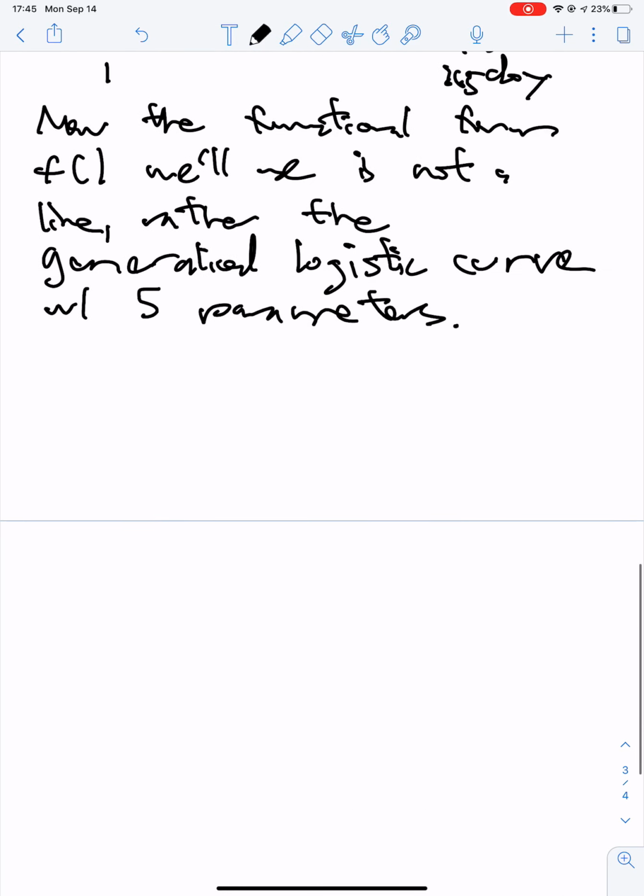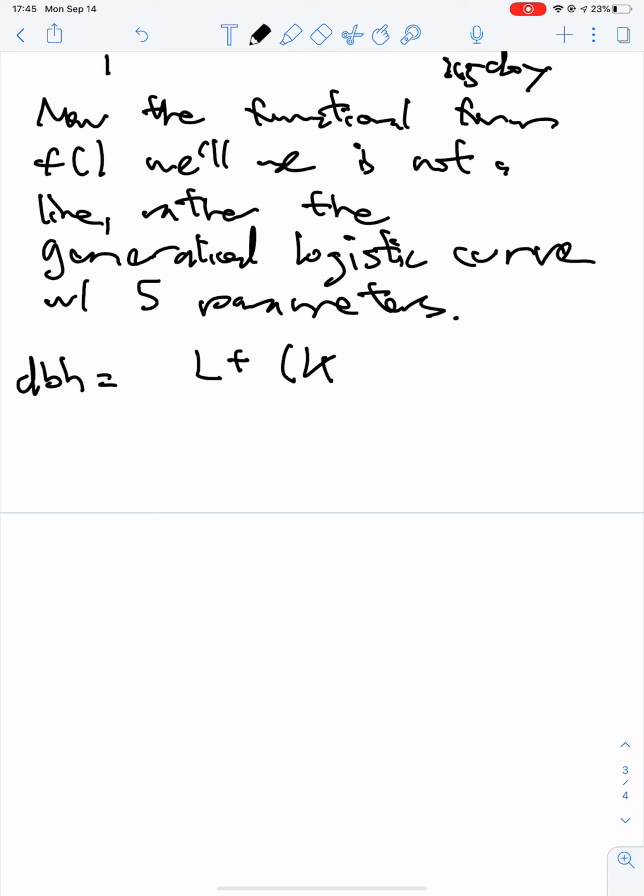But now, let's write it out. The point of writing it out is to show you how complicated it seems, but in fact, when you understand what these parameters mean, it's not actually that bad. But as an exercise, we're going to write this out. So our y, dBH, is going to be equal to L plus K minus L. That's the numerator. 1 over epsilon.